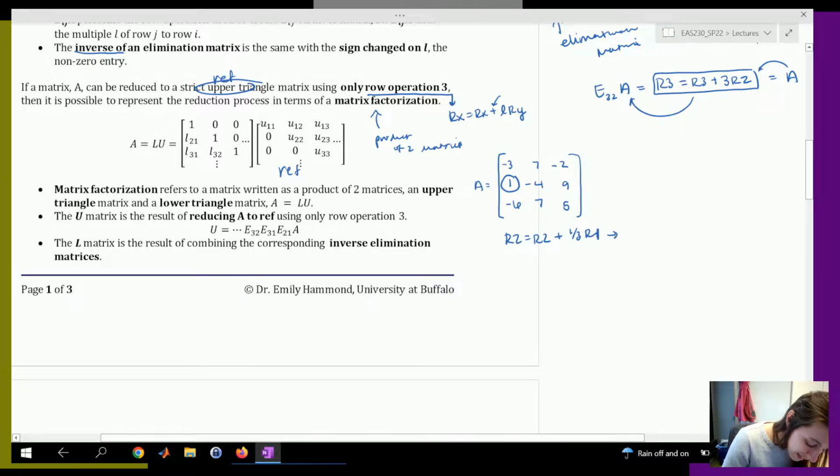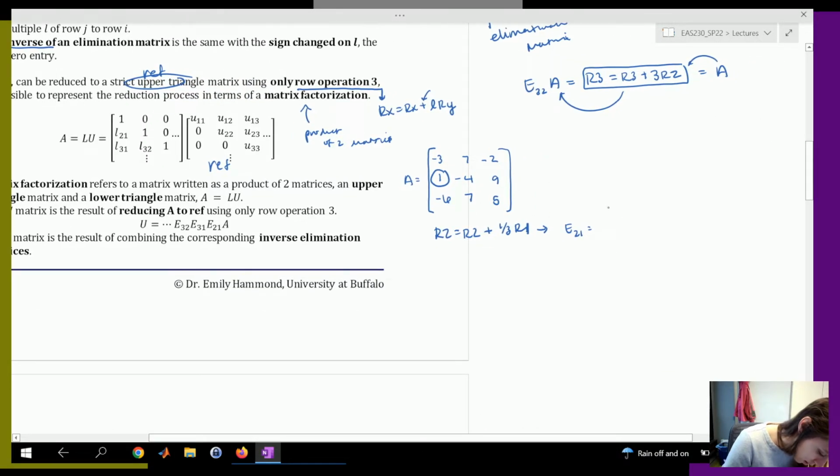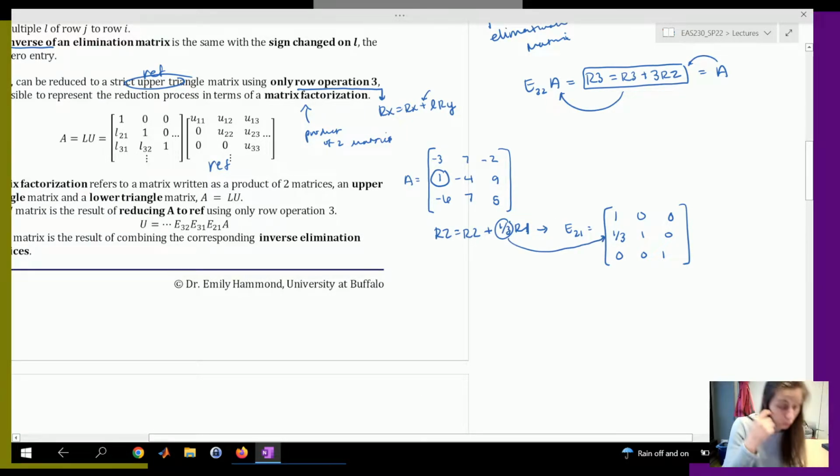I can represent this as an elimination matrix. E21 is going to look like identity. We're in the 2-1 position. Row 2, column 1. I end up having my multipliers, so I put a 1/3 here. So this 1/3 goes in the 2-1 position.